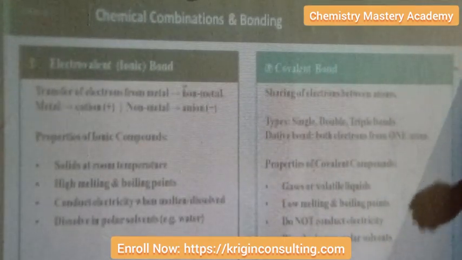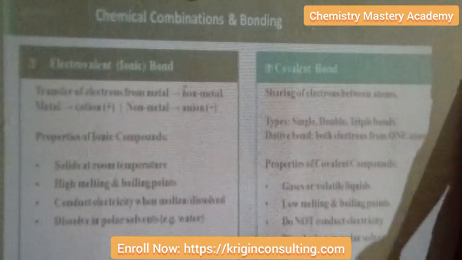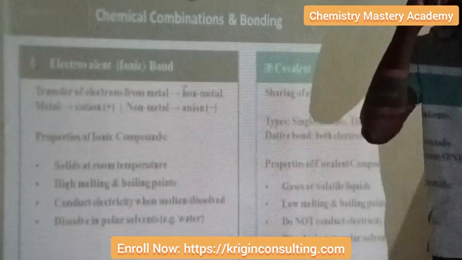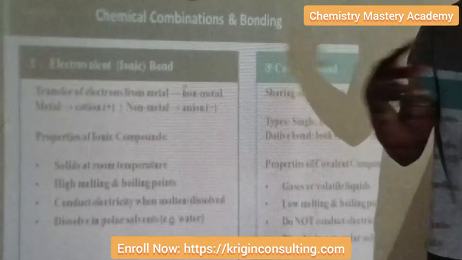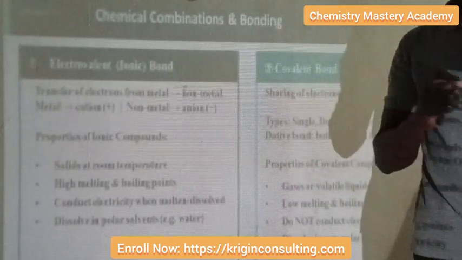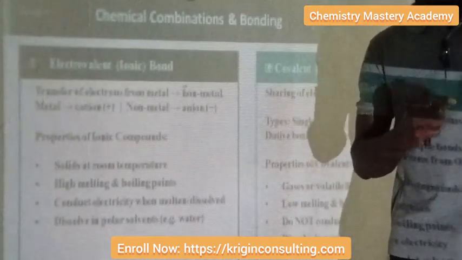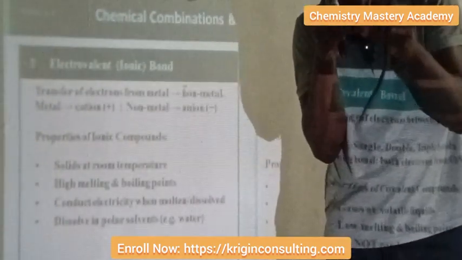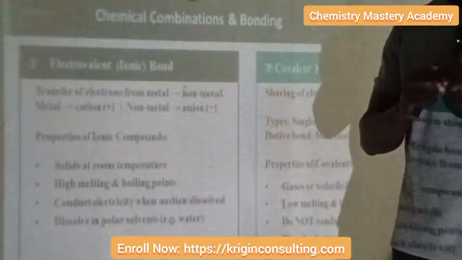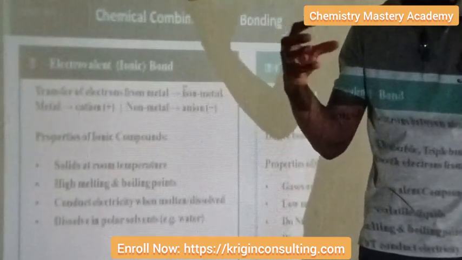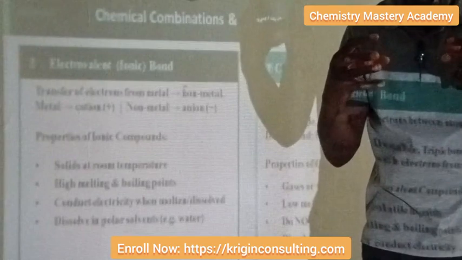bond. Covalent bond. Now, in covalent bond, we don't have transfer of electron from one element to another. Rather, in covalent bond, we have what we call sharing of electrons. Now, it's either one of the elements brings the electrons that both of them will share, or both elements bring the electrons that both of them will share. Are we following it now?